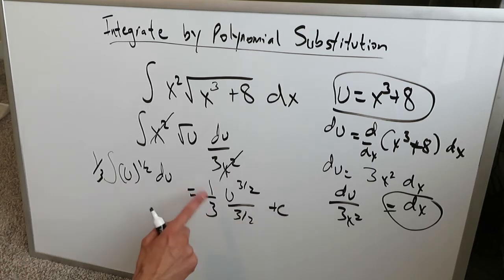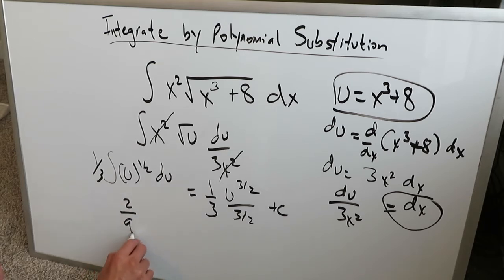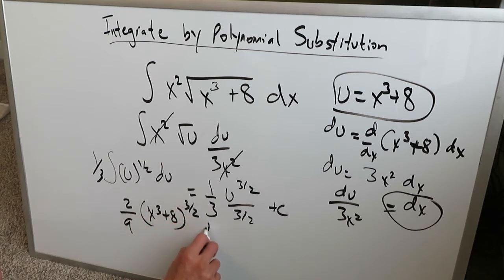What do we get? We have to flip this 3 over 2 around. We'll get 2 over 3. This 3 over 2 flips. You get 2 over 3 times 1 over 3, which is 2 over 9, times u, which is what? x cubed plus 8. So x cubed plus 8 to the power of 3 over 2 plus c.